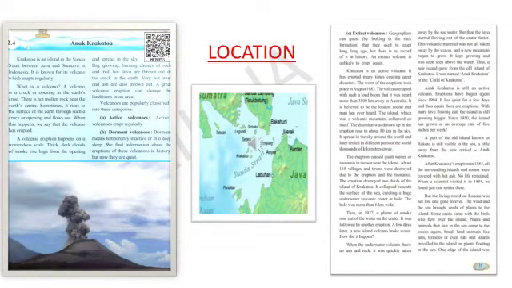Anak Krakatoa 2.4, page number 34. Krakatoa is an island in the Sunda Strait between Java and Sumatra. Java and Sumatra, they are the two islands. You can see the location on the screen, children. I have put it here on the screen for you. So it is known for its volcano which erupts regularly.